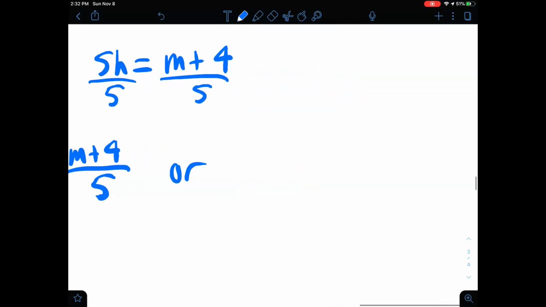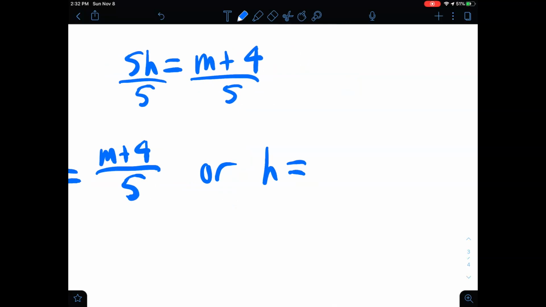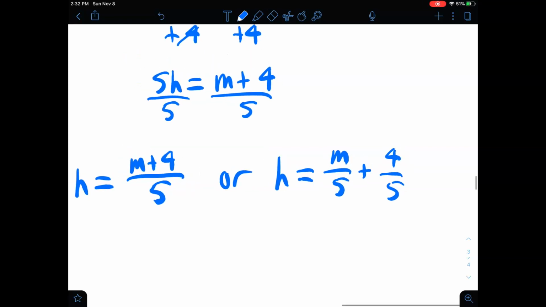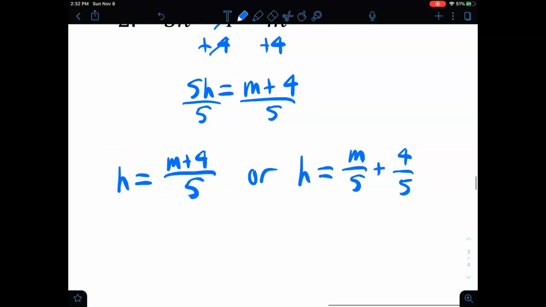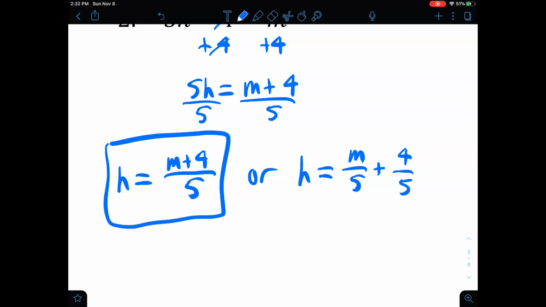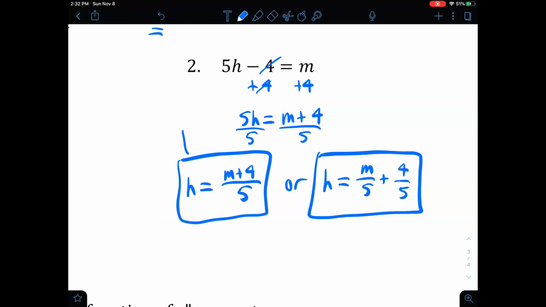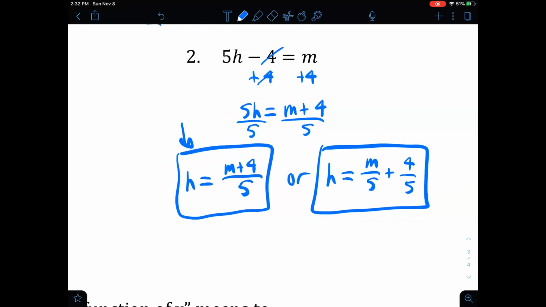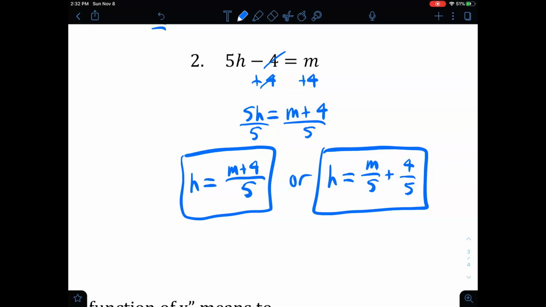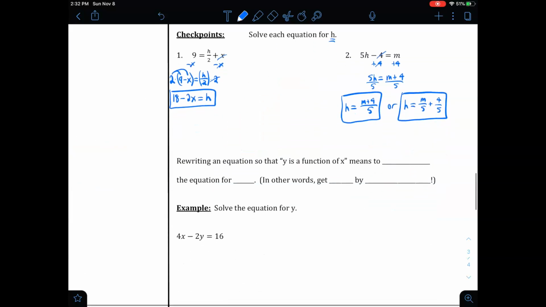In this case, I'd probably leave it like that. You could also simplify it by splitting it up, so h is going to equal, we can split up the top into m over 5 plus 4 over 5. Either of these would be fine, but I only usually split it up when there's something you can simplify. This doesn't divide by anything, this doesn't divide by anything, so there's not really a good point to splitting it up, but I just want you to be aware of both ways to write your final answer, okay? So I'd probably stick with this one for this problem. It's just neater when it's combined like that.